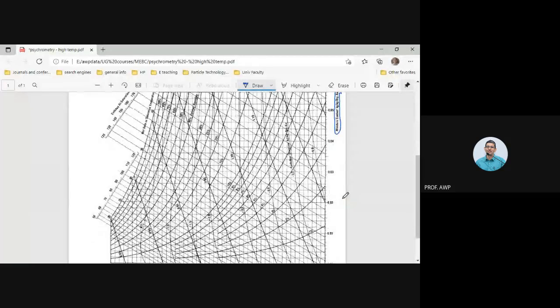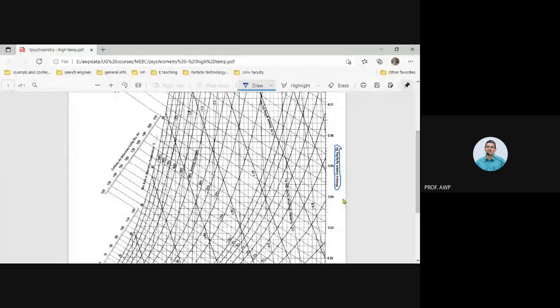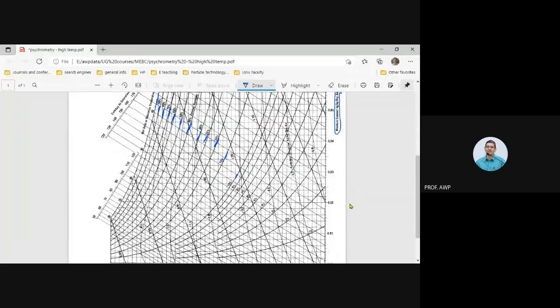Okay. All these lines are corresponding to different RH. So this is obviously corresponding to 100% RH. This line corresponds to 90% RH. This corresponds to 80% RH, 70% RH, 60% RH, 50% RH, 40% RH, 30% RH, 25% RH, 20% RH. Then this is 10% RH. This is 15% RH, 9% RH, and so on. 8, 7, 6, 5, 4, 3, 2, 1% RH. Are you able to see properly?